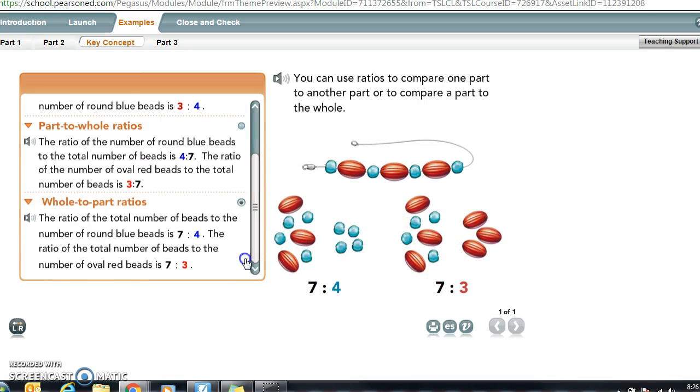Now whole to part. The ratio of the total number of beads to the number of round blue beads is 7 to 4. The ratio of the total number of beads to the number of oval red beads is 7 to 3. So now they're looking at their total compared to 1 part. The total beads compared to blue beads, or the total beads compared to red beads. On to part 3.